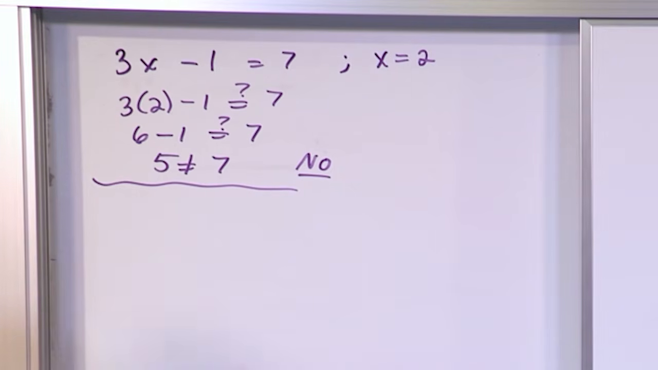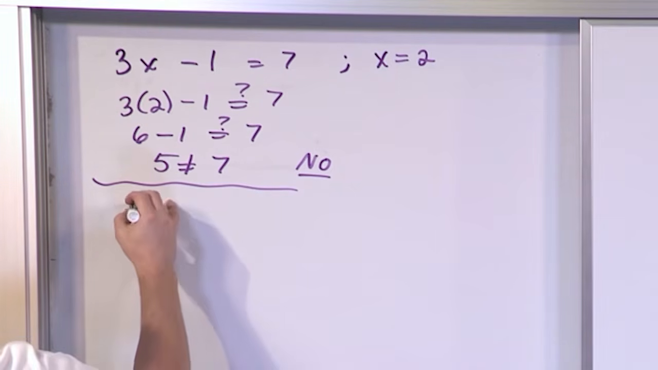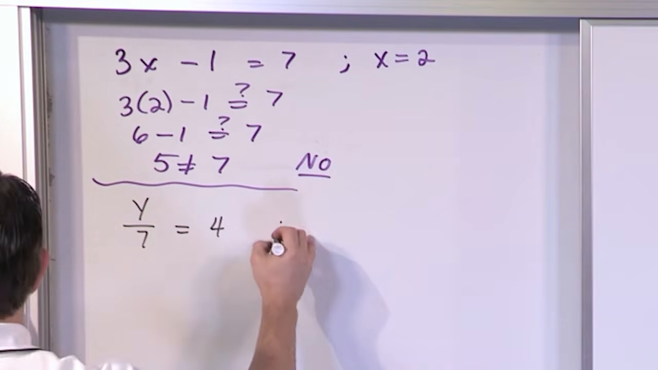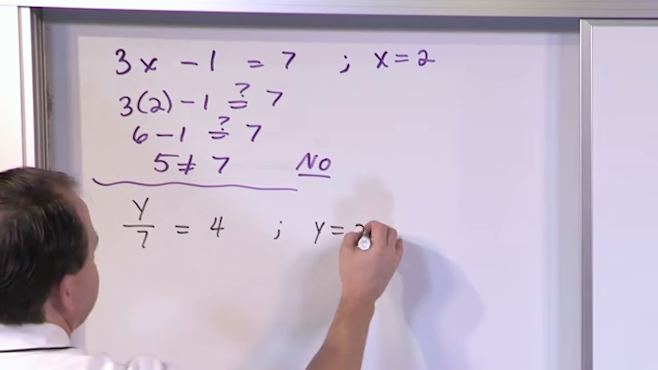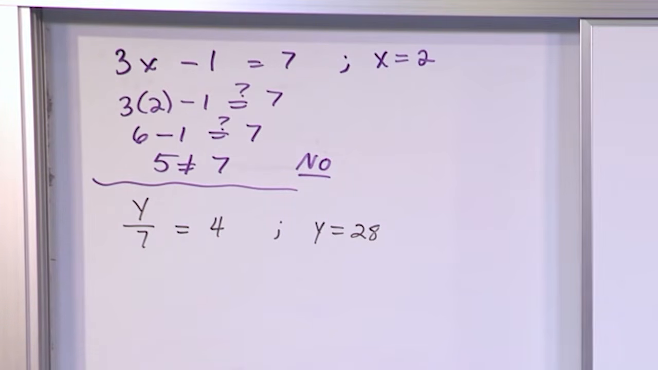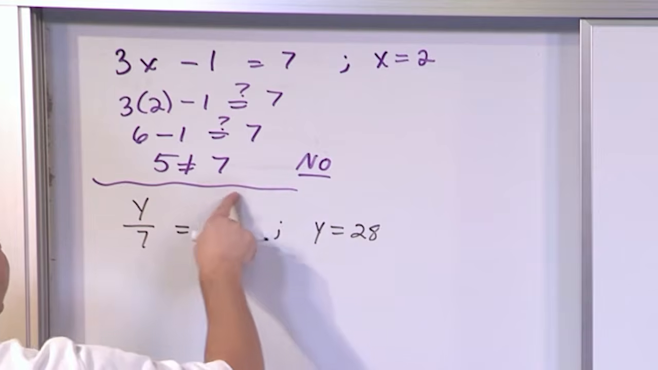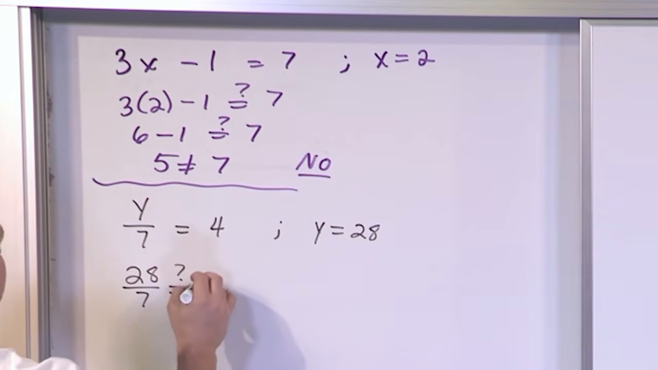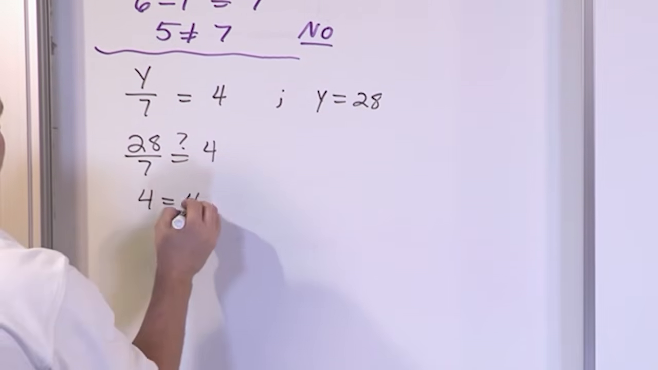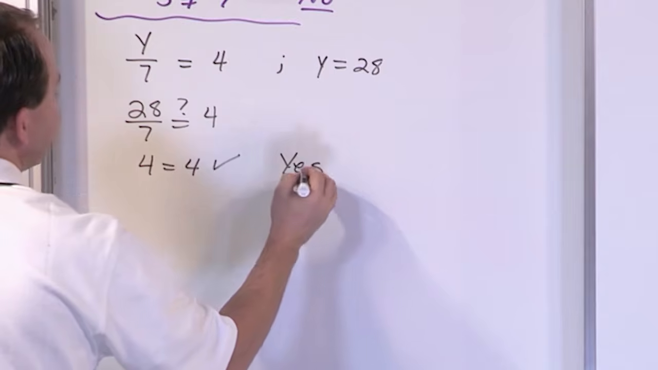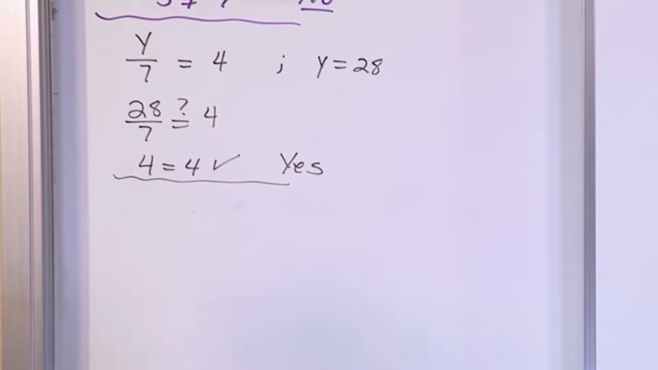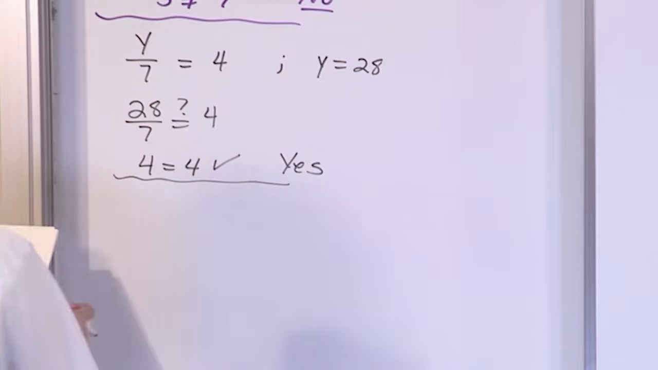All right, so let's do one that's a little bit different. We'll have y divided by 7 equals 4. And we'll say that y is equal to 28. Is this the solution to the equation? So let's take the value of y and stick it in here. 28 divided by 7 equals, with a question mark, 4. 28 divided by 7 is 4. So in fact, it does satisfy the equation. Yes, this is the solution. y is equal to 28. All right. Let's go on and do the next one.